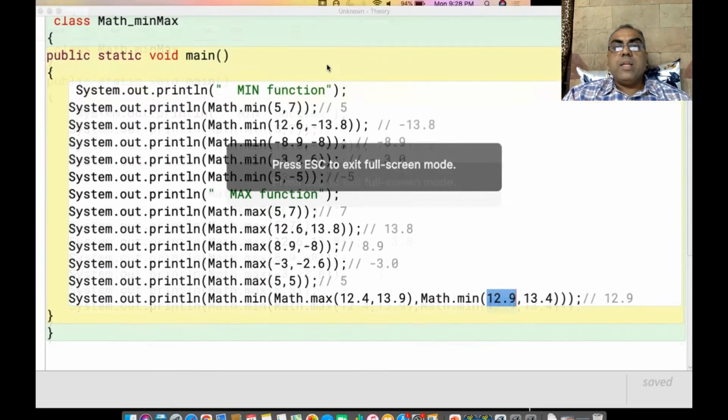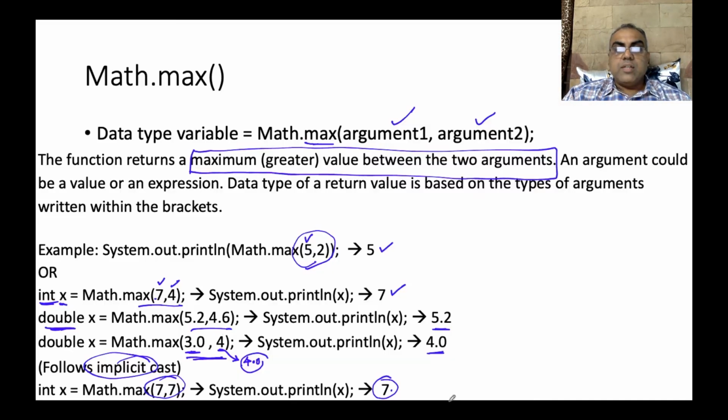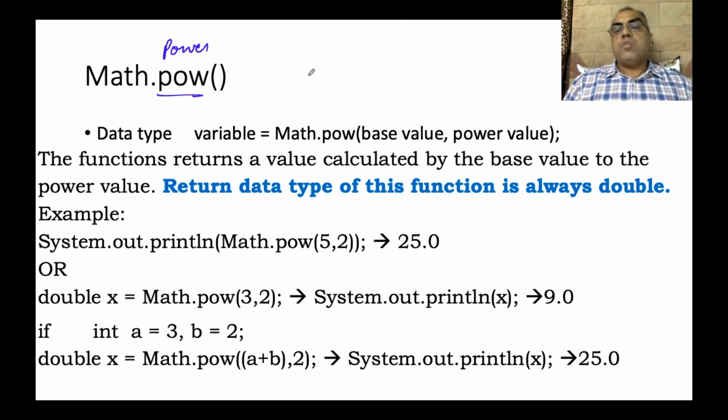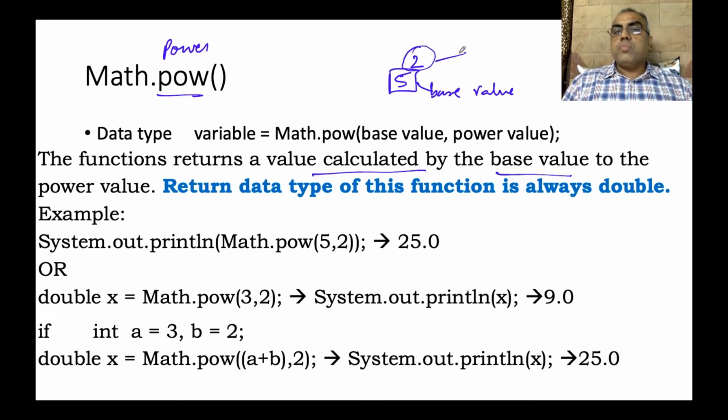Now, let us move to the next set of functions. So the next function that we have is Math.pow, a highly used function in programs. POW is a short form of power. So when we say power, 2 to the power 3, 4 to the power 2, like this. This function calculates and returns the base value to the power value. So when I say 5 raised to 2, 5 is my base value and 2 is going to be my power value.